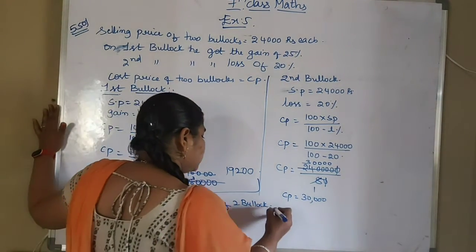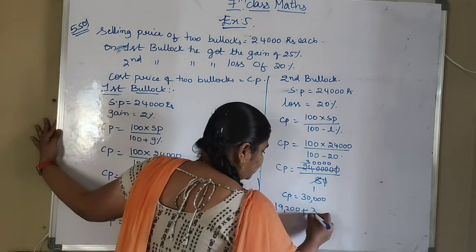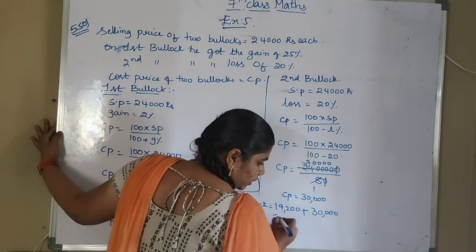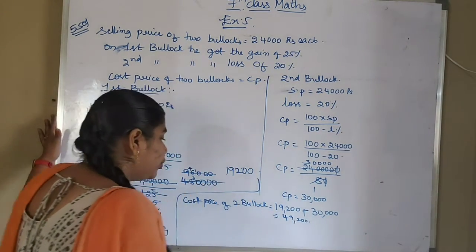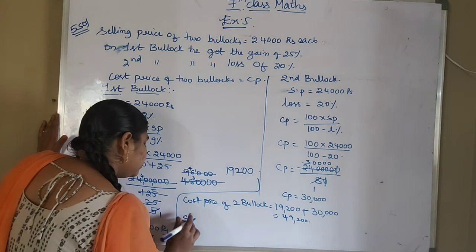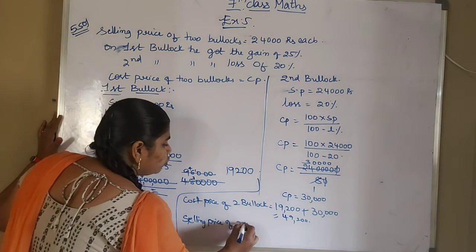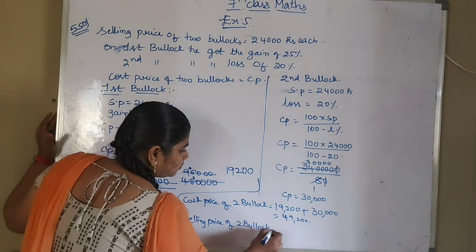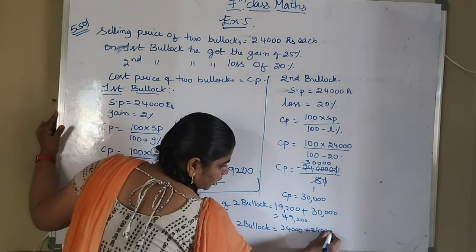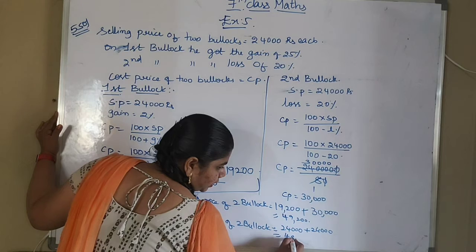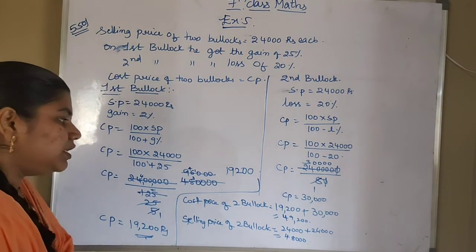Cost price of 2 bullocks. Total cost price is how much? One is 19,200 plus the second one is 30,000. So how much will it be? That will be 49,200. And what is the selling price here? Selling price of 2 bullocks will be how much? That is 24,000 plus 24,000. That will be 48,000. That means here cost price is greater than selling price.